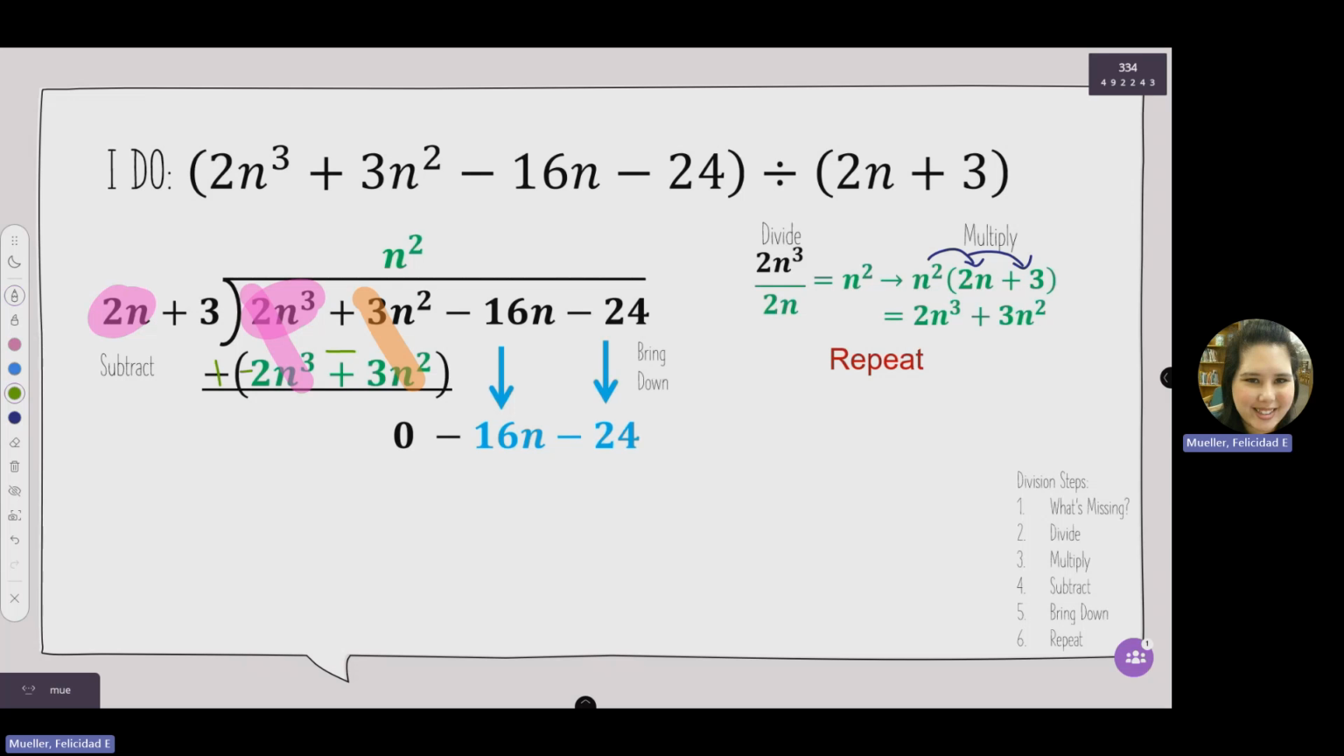So we're going to go back to dividing. Now we're going to take a look at this first term here, negative 16n. Again, we're still going to use that 2n as our divisor. So how many times does 2n go into negative 16n? Well, it goes in negative 8 times. So that is my new multiplier, and I go ahead and put that on the top.